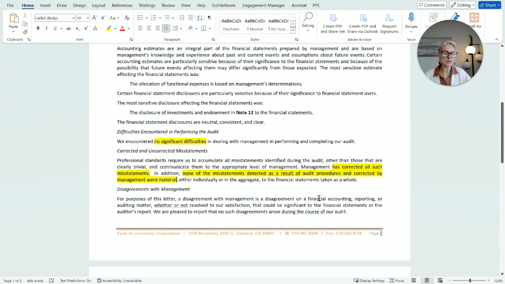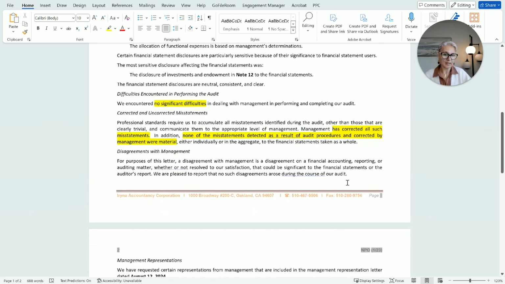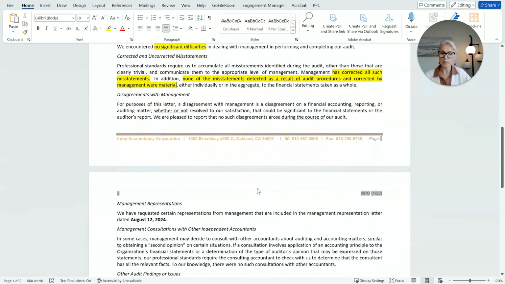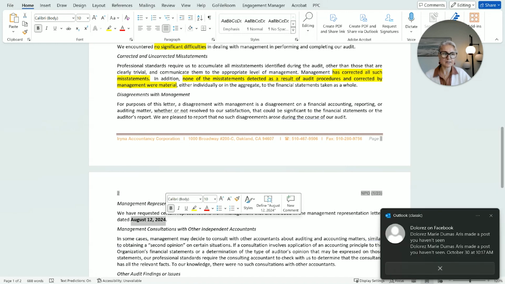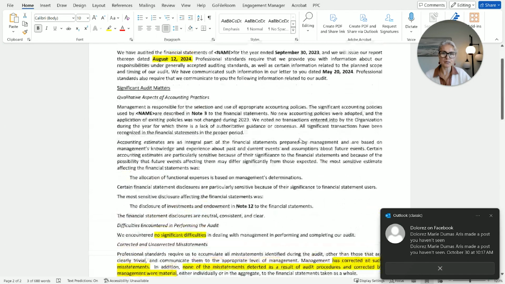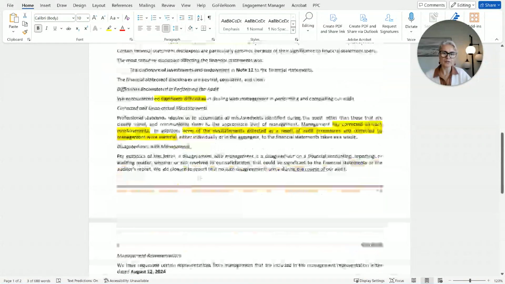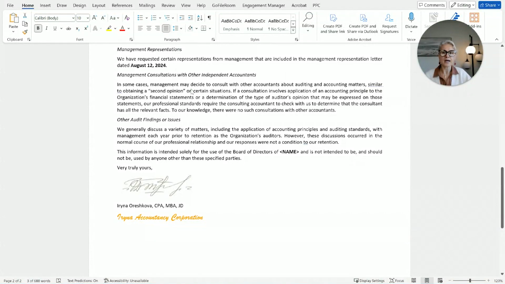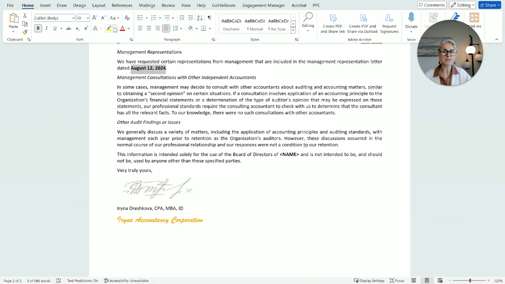Disagreements: we're also indicating to the board we did not have any disagreements, and we're confirming to the board that at the end of the audit, you can see the same date, August 2022, right here, that we obtained the management representation letter, where the management represented that they provided all information to us honestly. They're not aware of any fraud or dishonest behavior. They did not hide any information from us.